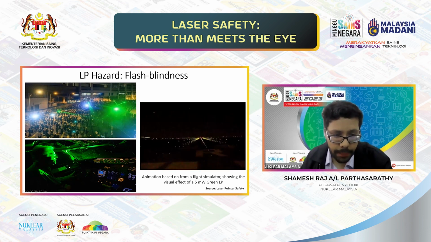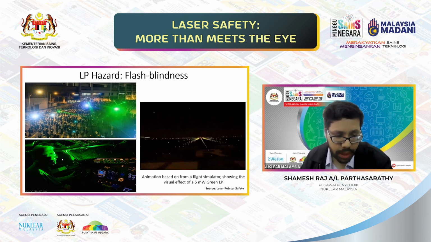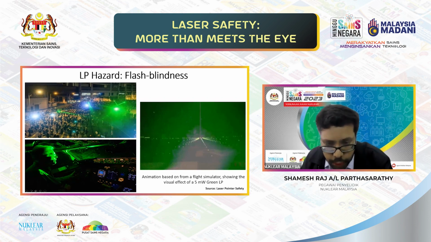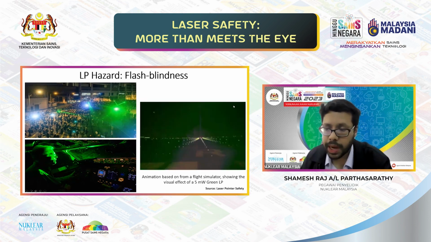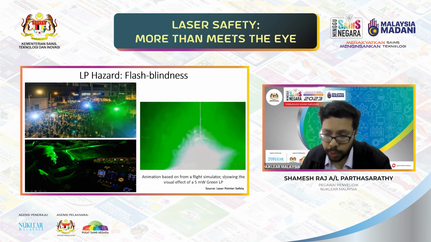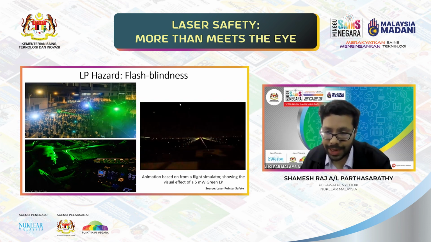So the second part is a simulation of what the pilot sees, or what he's exposed to, when a green laser pointer is aimed directly at him. To put things into perspective, let us see this particular animation. This animation is based on a flight simulator, showing the visual effect of a 5 milliwatt green laser pointer. It's at the landing bay, right?